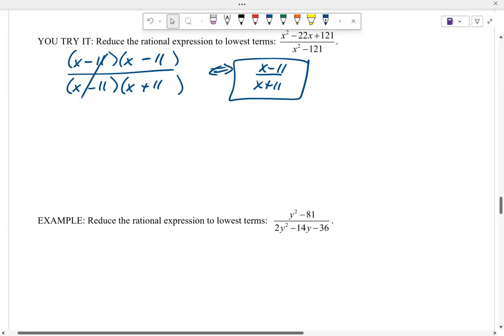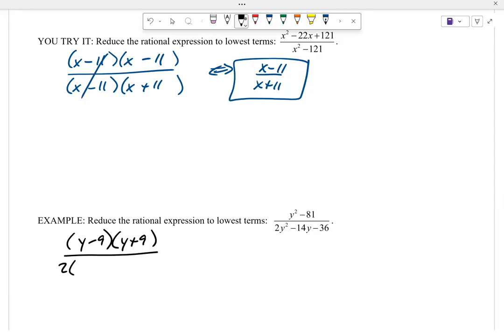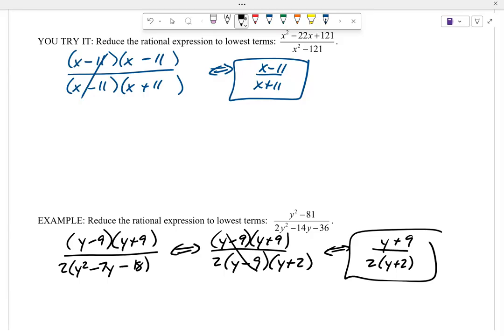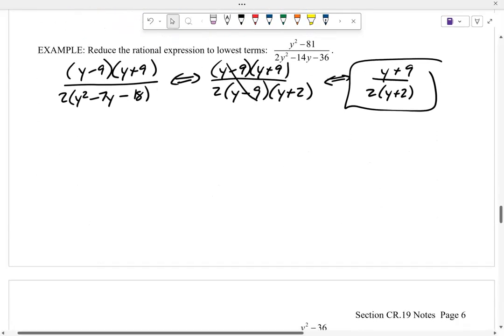We've got a difference of squares on this next one. So we'll have y minus 9, y plus 9. I'm going to go ahead and take a 2 out of each of those before I factor it. Make my factoring much easier. So I'll have y minus 9 and y plus 2. Notice my y minus 9's cancel. And so we're just left with the y plus 9 on the top. We have a 2 and a y plus 2 on the bottom. And you can try one similar to that right here.